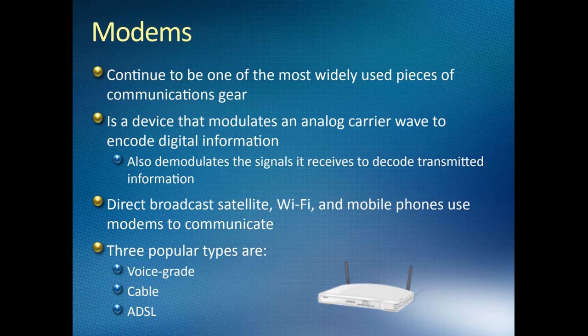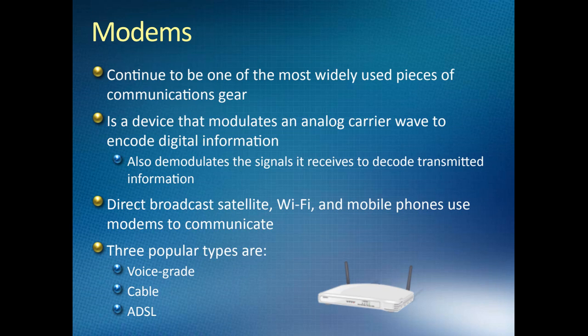Modem is a device in telecommunication. We said modem is an abbreviation of what? Modulator, demodulator. It is one of the most widely used pieces of communication gear. It modulates an analog carrier wave to encode digital information, and it will carry the digital information on the analog frequency. At the receiver, it will do the opposite. For example, direct broadcast satellites, Wi-Fi, and mobile phones use modems to communicate.